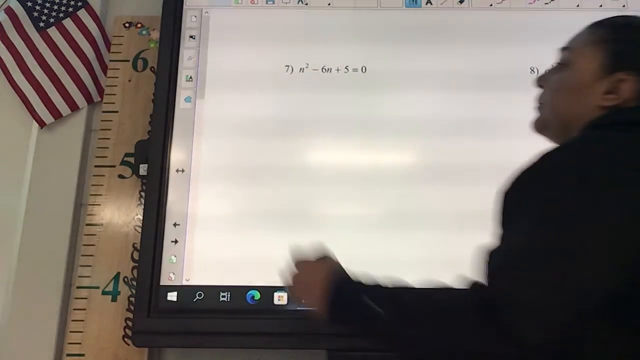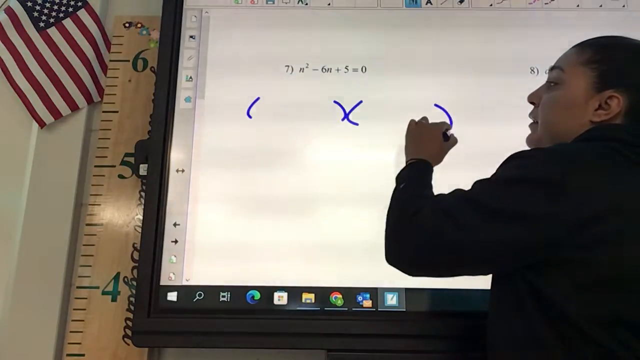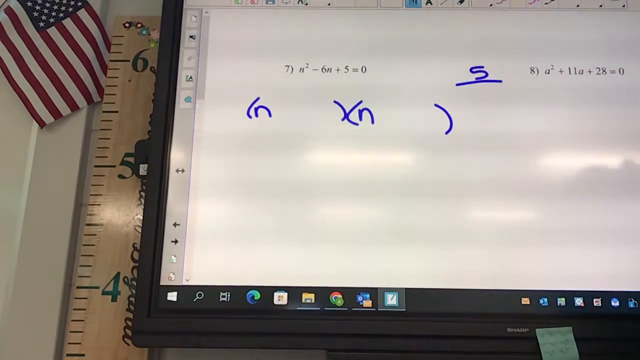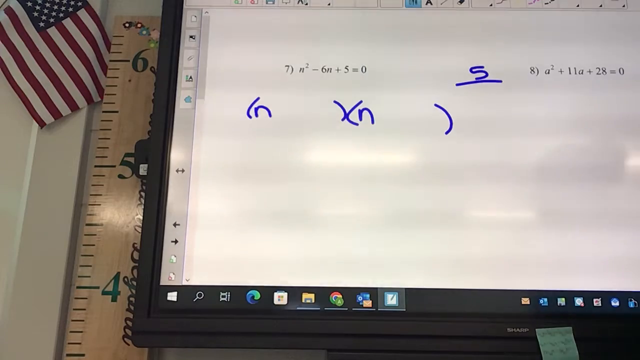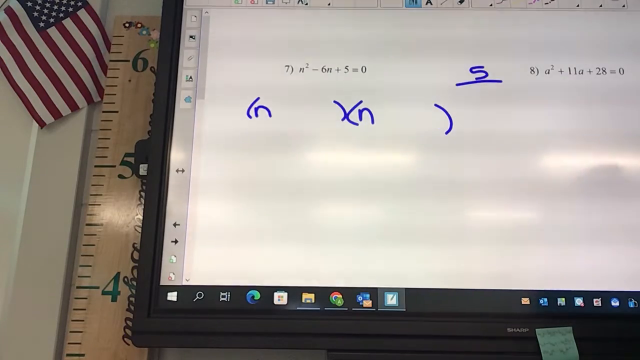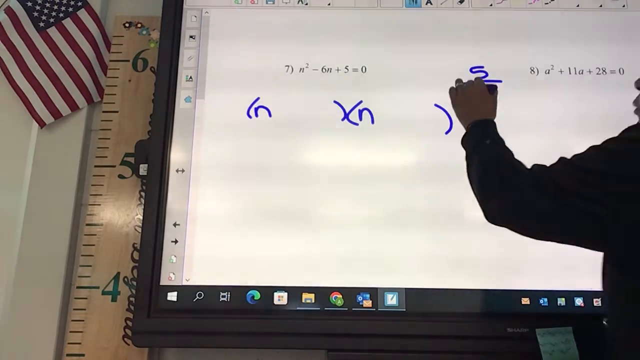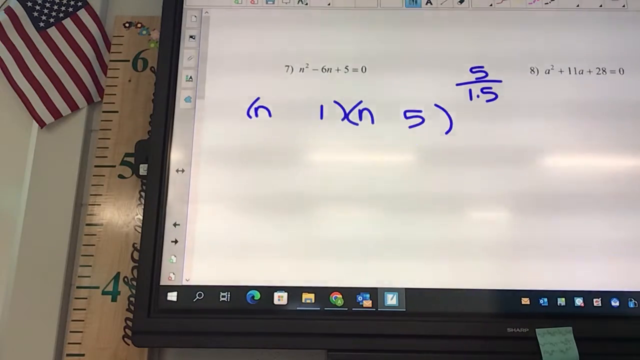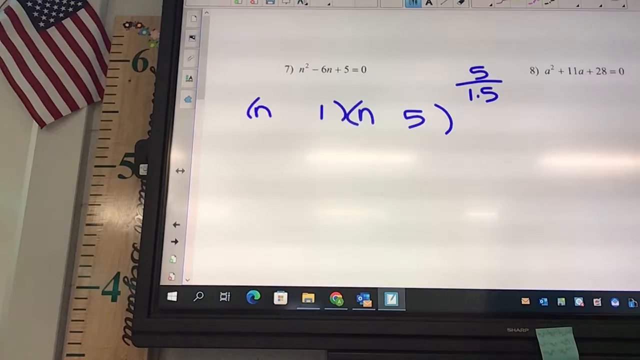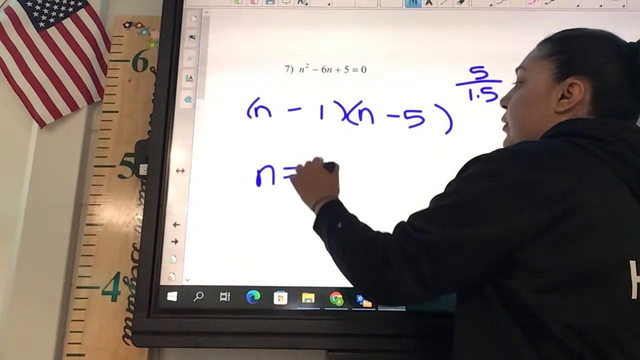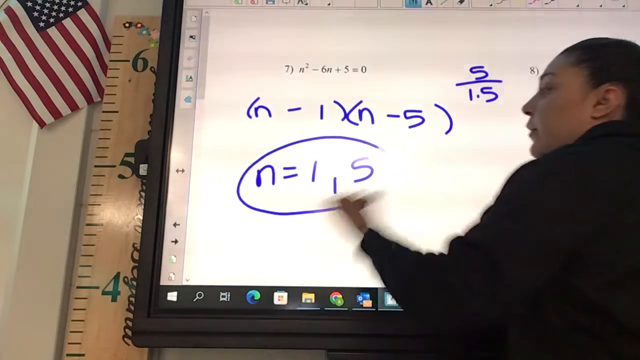Okay, 7. Gonna draw your 2 parentheses. I got n and n. What are some factors of 5? 1 and 5. That's our only option, so we can put those in. I need a negative 6. Minus, minus. And so we're going to get n equals 1 and positive 5.